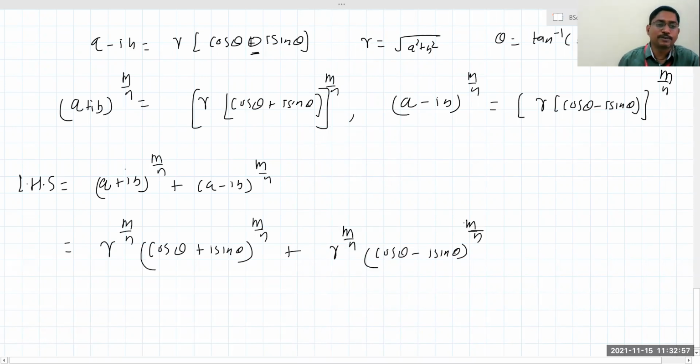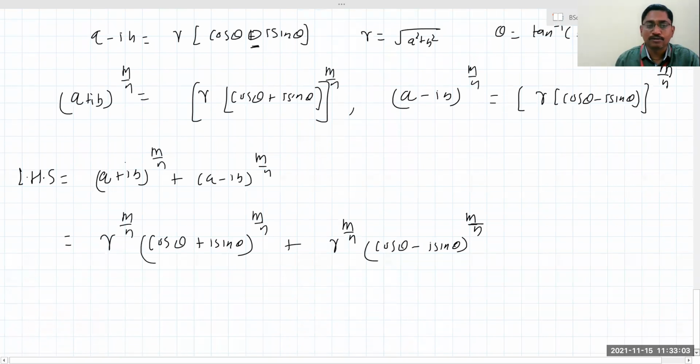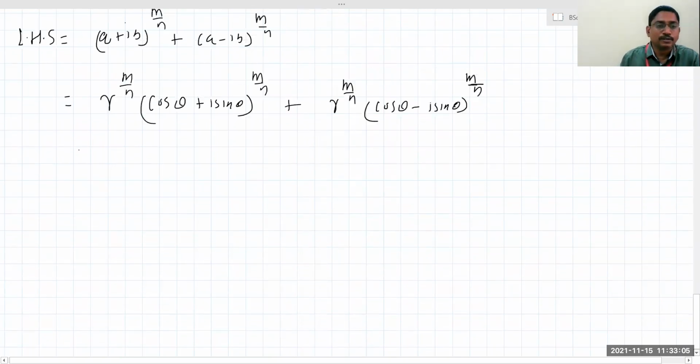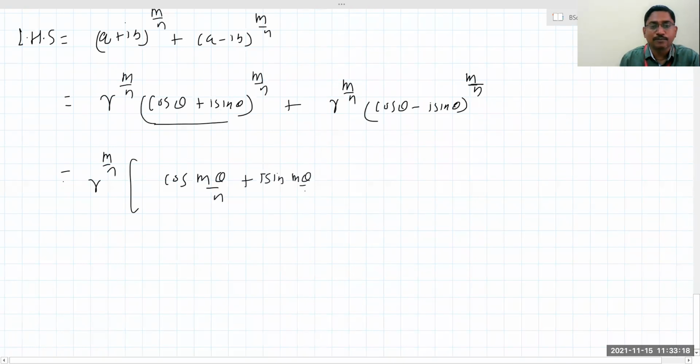Just putting the values of (a + ib) raised to m upon n and (a - ib) raised to m upon n. And that is not exact, that is one of the values, so I write one value equal to. The common thing is r to the power m upon n. And inside here I can apply De Moivre's theorem. So one of the values of this is cos of m theta upon n plus i sin m theta upon n. Again here De Moivre's theorem can be applied. We know whether plus or minus, De Moivre's theorem is applied, we have mentioned in the remark.